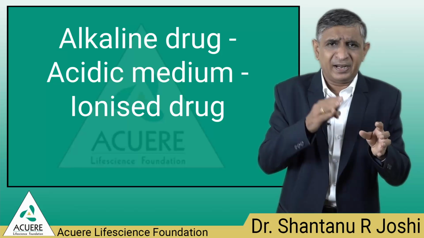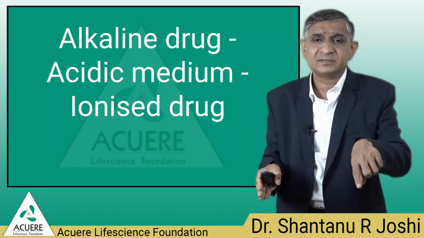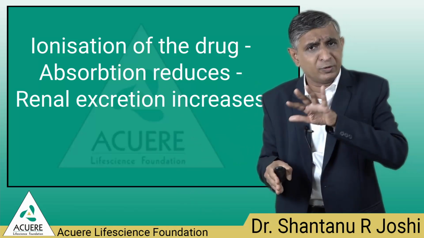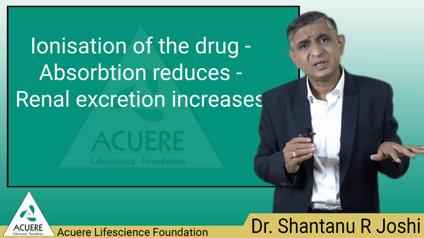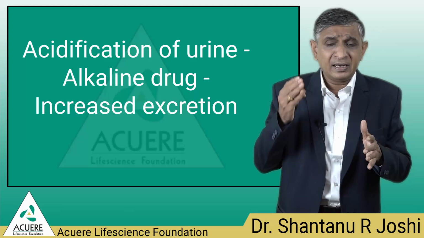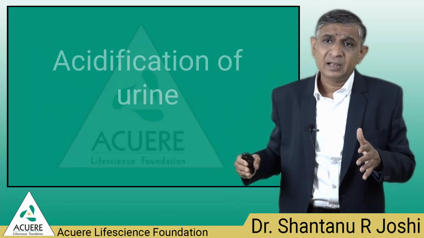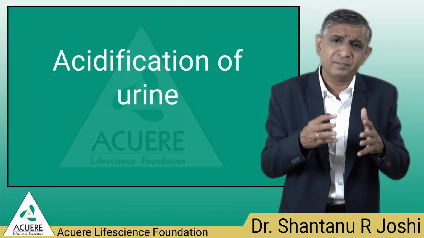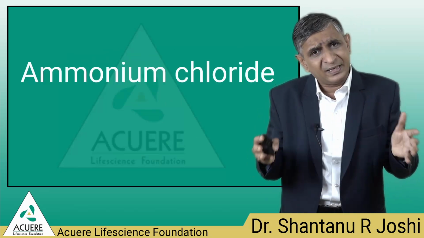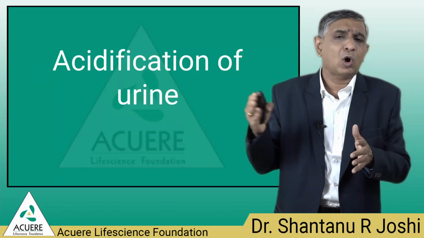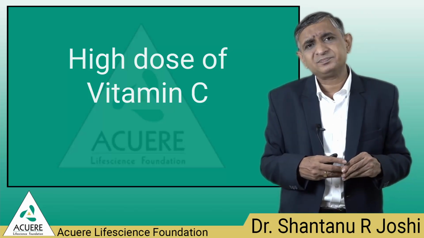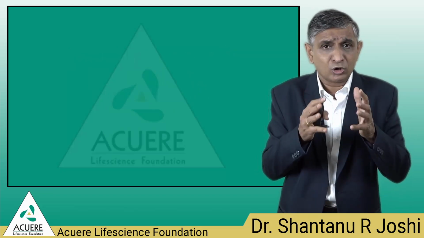The alkaline drugs are better absorbed in the alkaline medium but are better excreted in the acidic medium, because when the drug is alkaline and the medium is acidic, the drug will remain ionized. When the drug is becoming more and more ionized, the absorption of the drug from the renal tubule reduces and the drug will appear in the urine. And this is how acidification of the urine for an alkaline drug increases the excretion of that alkaline drug. Then how can this acidification of the urine be brought about? It can be brought about by the use of ammonium chloride, or even vitamin C can be used for acidification of the urine. Do remember, high dose of vitamin C is required for this purpose. This is the clinical application of this concept of pH.